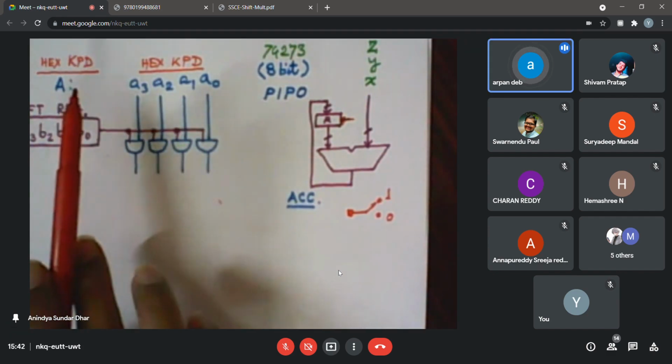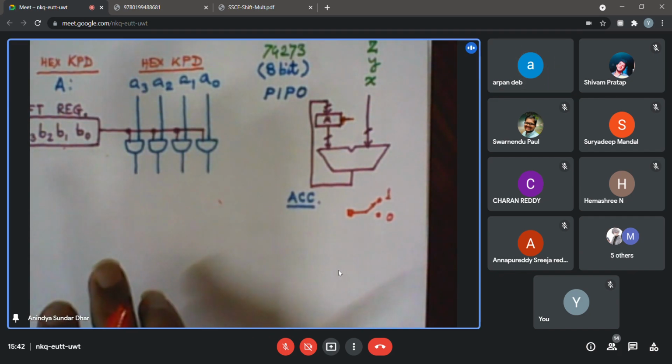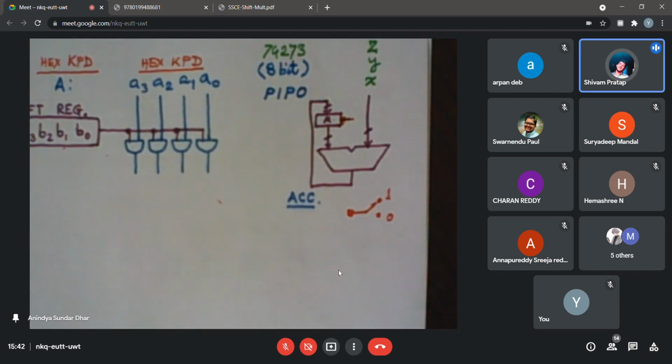Sir, your screen is freezing in between, so we can't follow what you are writing on it. I do not know whether it is a problem at my end or maybe a bandwidth problem at your end. Is it being experienced by others also? No, sir. It's fine.